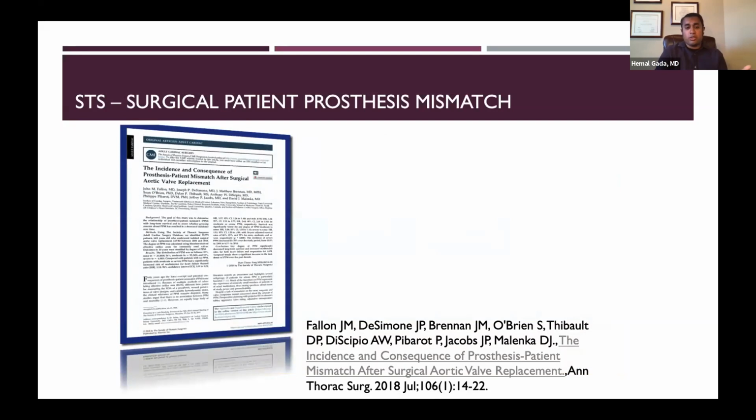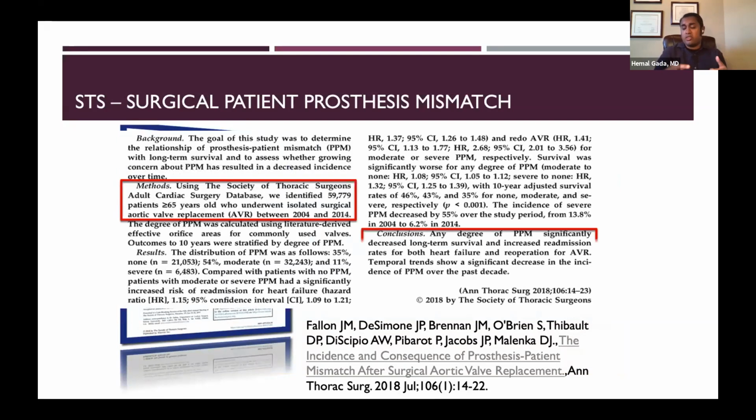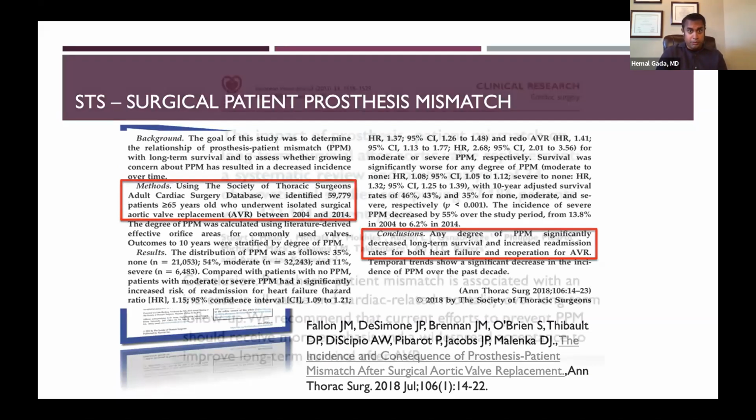And so this is out of the surgical literature. Let's just harken back to it. This is 60,000 patients in the STS database. And then we're looking at any degree of patient prosthesis mismatch. So not just the severe patient prosthesis mismatch, but any degree of patient prosthesis mismatch is going to decrease long-term survival and increase readmission rates for both heart failure and reoperation for aortic valve replacement.